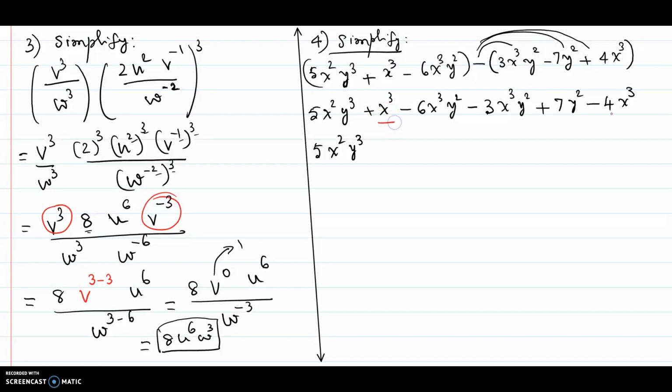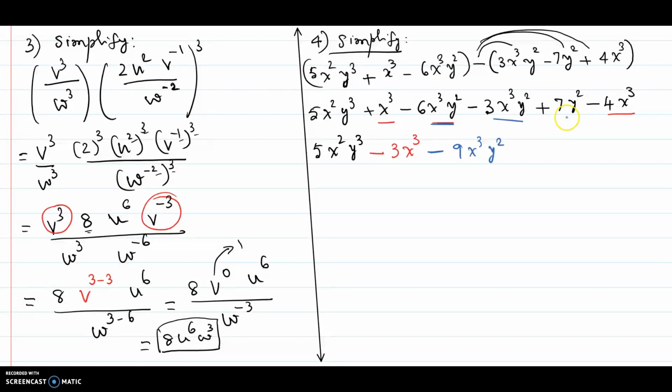Then x cube can be combined with the negative 4x cube. So when you say x cube, it is 1x cube minus 4x cube. So that will give us negative 3x cube. Then you combine the x cube y square with the x cube y square. So negative 6x cube y square minus 3x cube y square. So that will become negative 9x cube y square.